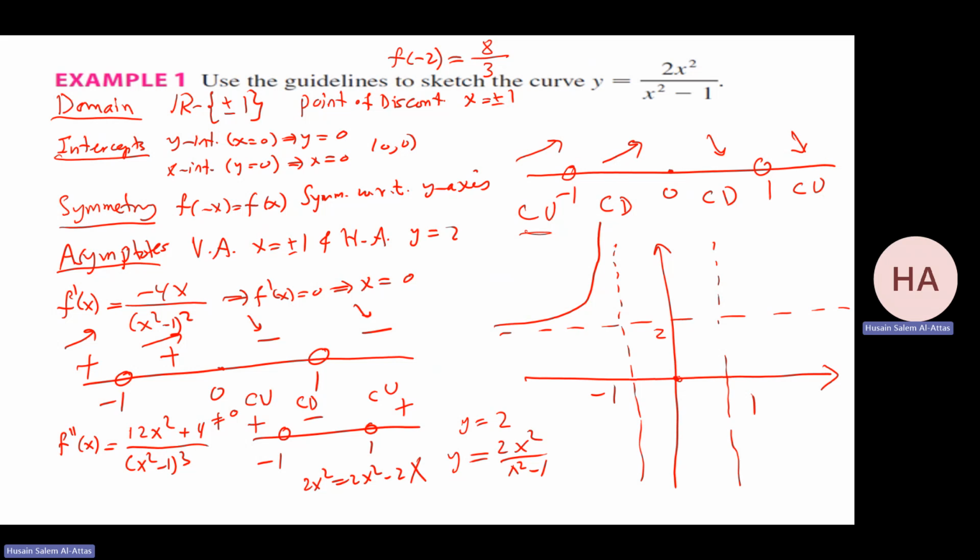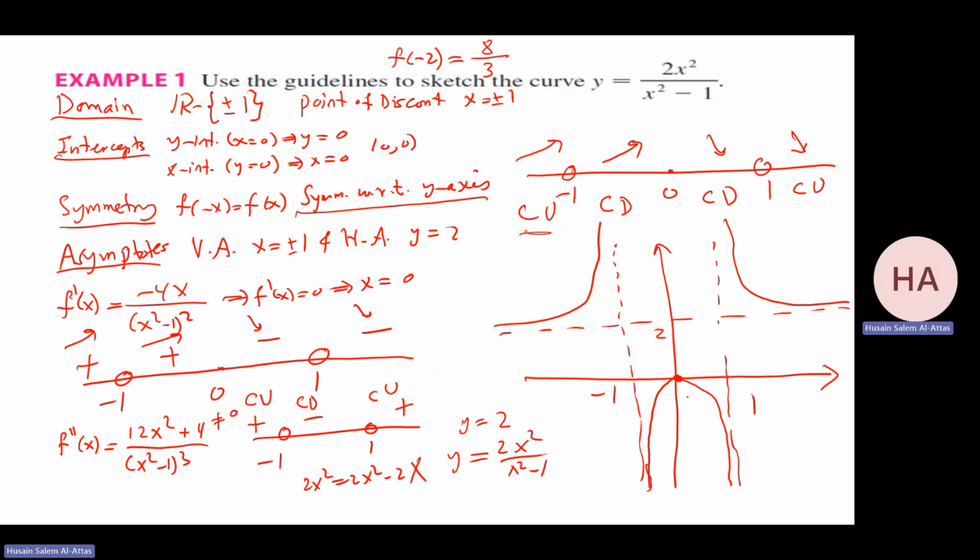Here I have already this point. It's doing what? Concave down and increasing. So it will do something like this. It will go beside the asymptotes. Now I know the function is symmetrical about the y-axis. No need to do the calculation for the rest. So this will be the other side, and this will be this one.